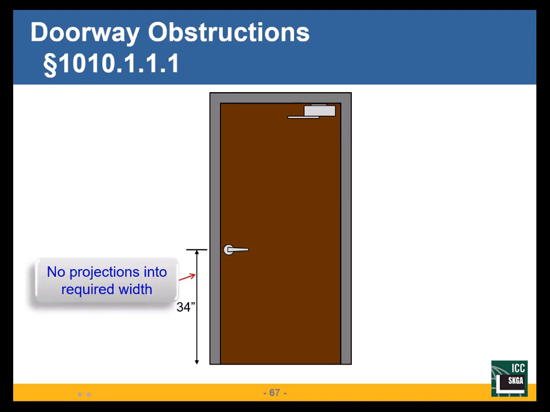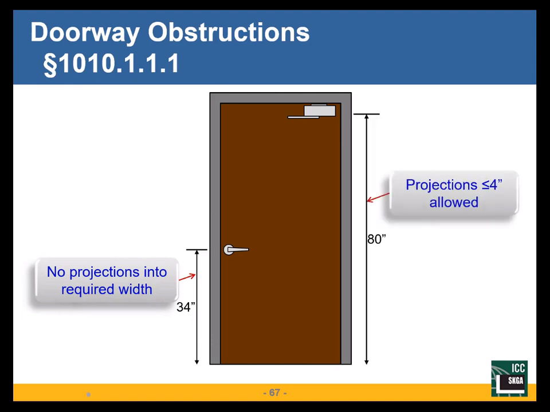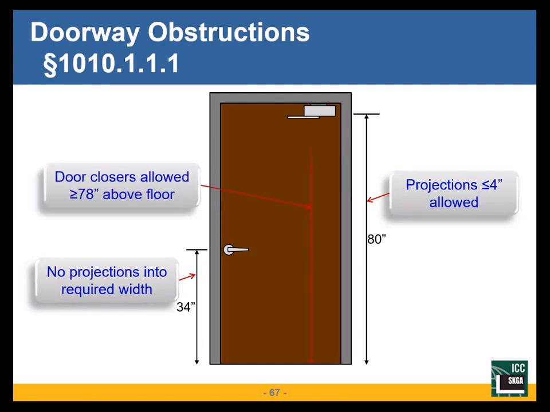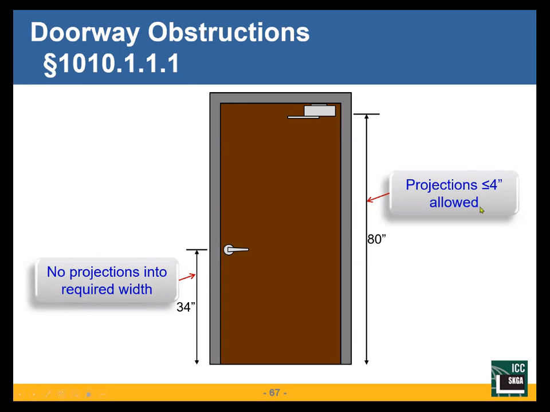Obstructions on the door. No obstructions in the bottom 34 inches. In fact, 34 inches is the bottom height of my hardware mounting. No projections allowed from 34 inches and up. No projections wider than 4 inches into my exit width. Let's go back to this one. My panic hardware, my door hardware, above the 34 inches, a 4-inch projection into that exit width is allowed.